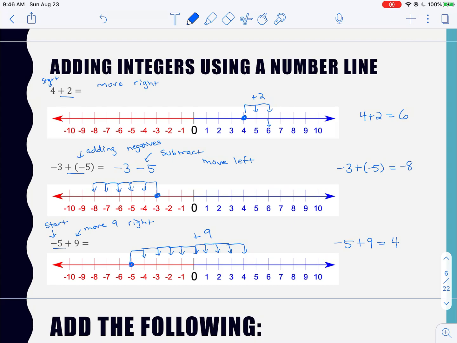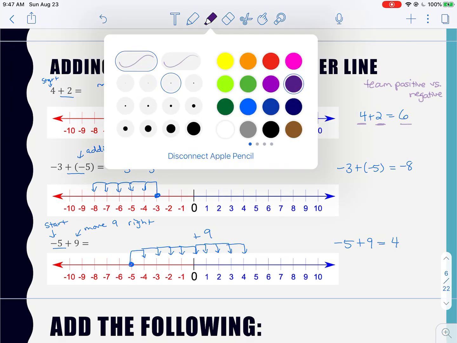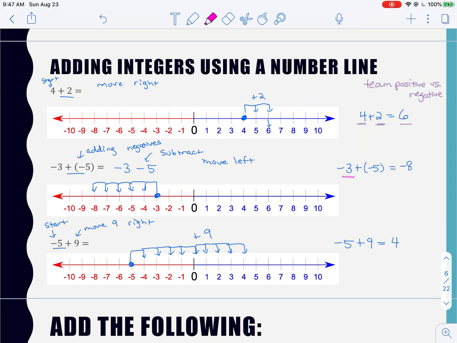Another way you can think about adding and subtracting positives and negatives, if you guys like the sports analogy, you can think of this as team positive versus team negative. So who scored the most points? So in our first example, team positive 4, team positive 2. Both 4 and 2 are positive. So team positive scored a total of 6 points. In the second example, team negative scored 3 points. Team negative scored 5 points because both the 3 and the 5 are negative. So team negative has a total of 8 points.